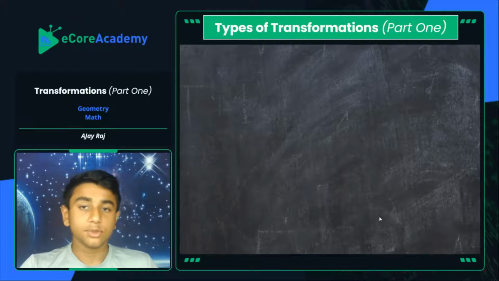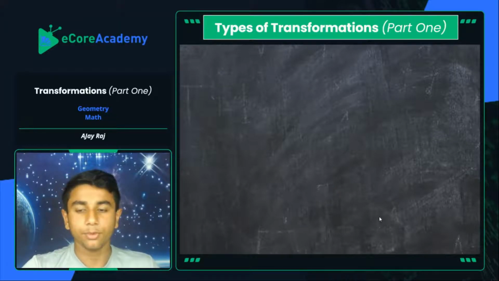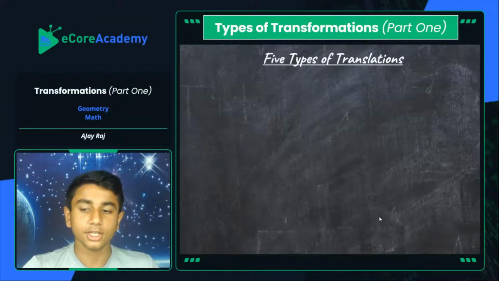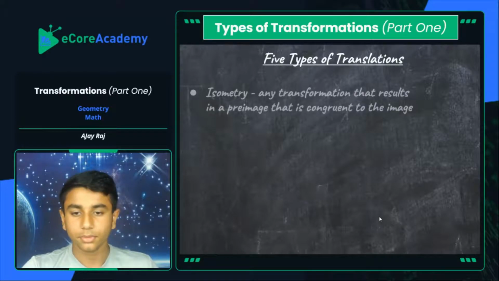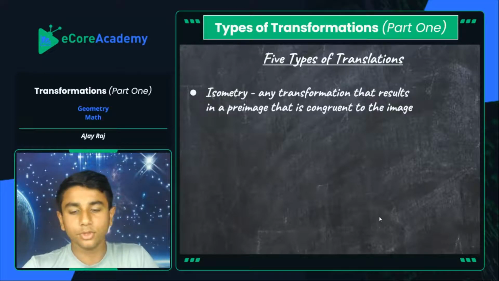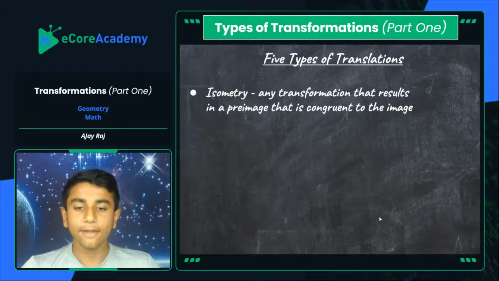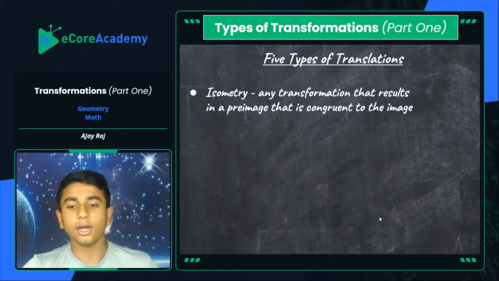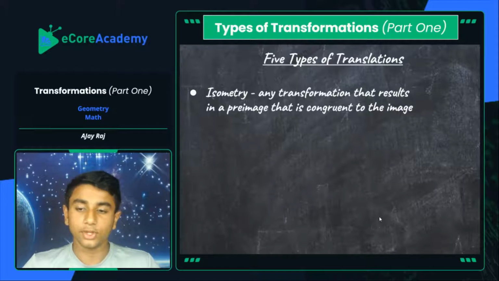Now let's move on to the types of transformations, which is really the meat of this lesson, and then we'll also touch on how to actually execute these different transformations. So this is part one of types of transformations. There are 5 main types of transformations. First, before we move into what they are, we have to think about isometry. Isometry is the basis of any transformation. Isometry is a specific type of transformation that results in a pre-image that is congruent to the image.